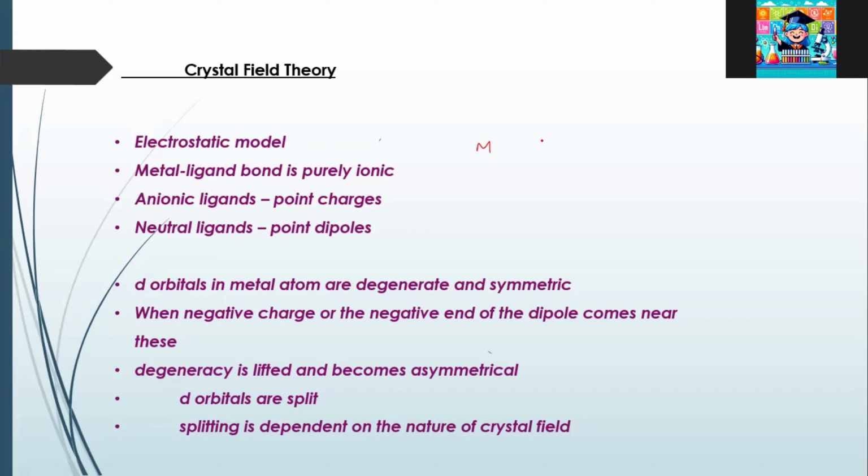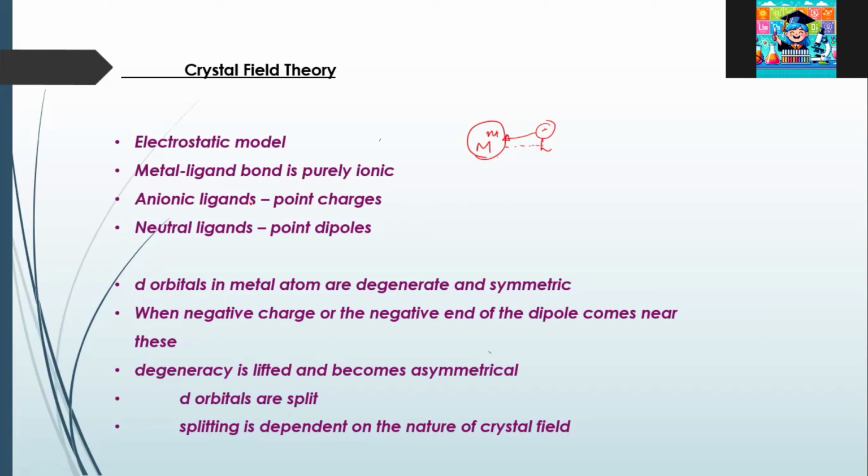So metal is there, the ligand is there. Metal, as we know, is in the positive or cationic state, so this has a region of positive charge, and the ligand has either a negative charge or a lone pair, or an electron-dense region. So the bond between them is purely ionic. Ionic bond means the electrons are being given to the metal completely. So this is the basis of crystal field theory.